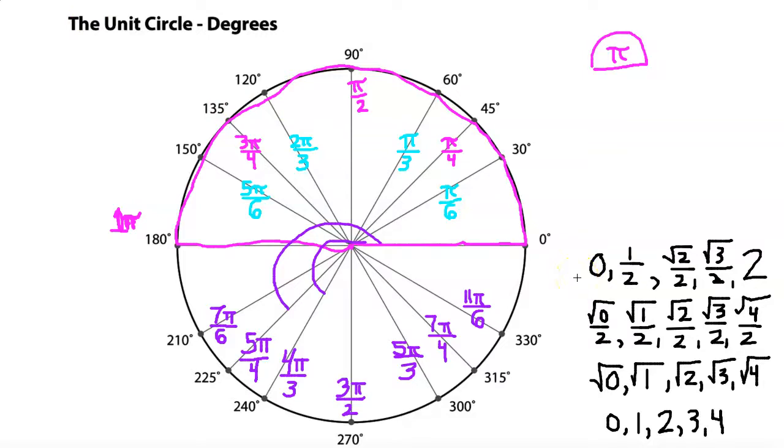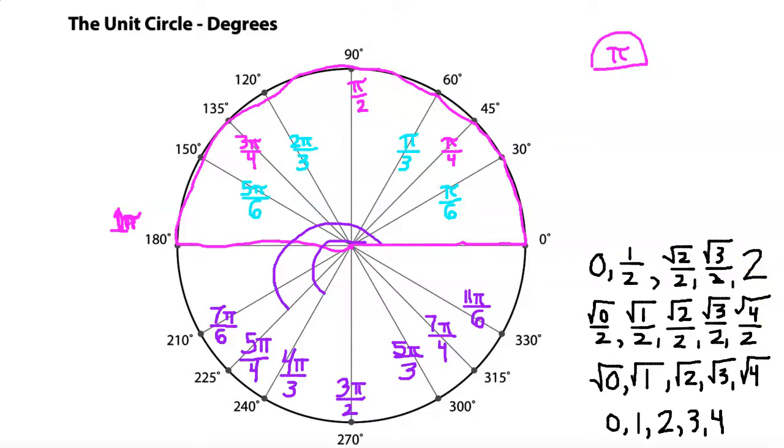So you want to have it in your head that these numbers are from least to greatest. 0, 1/2, root 2 over 2, root 3 over 2, and 1. And these are the only numbers, these and their opposites, that show up on the unit circle. So how do you label each of these?